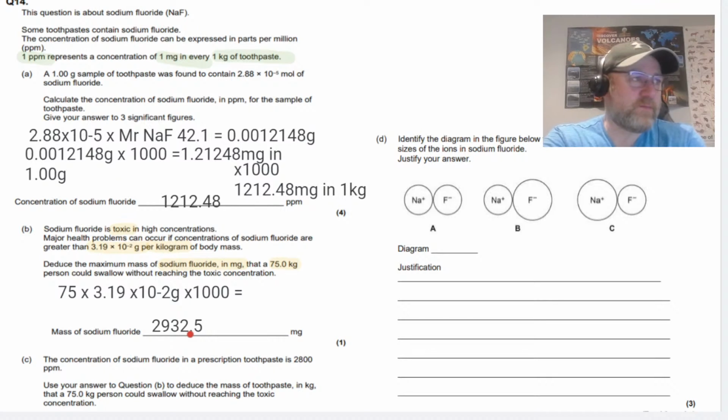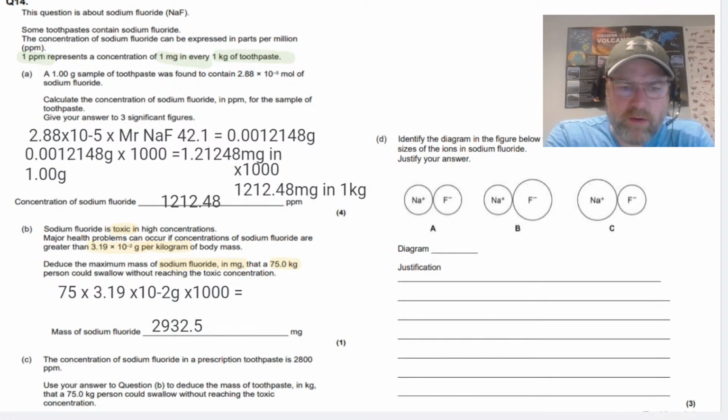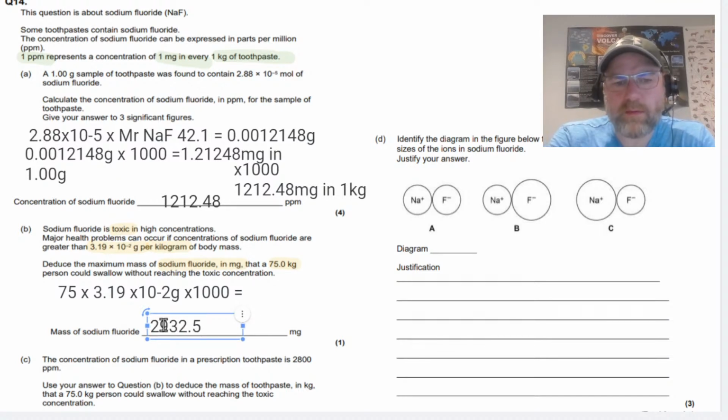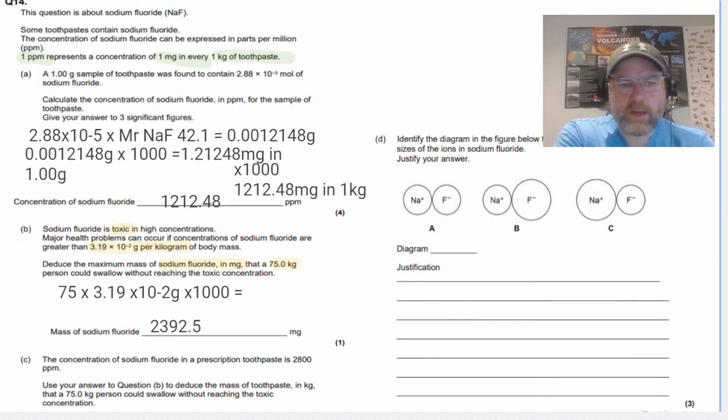The mass of sodium fluoride was... Oh, I wrote that in wrong. How did I get this number wrong in my calculator? Oh, come on, Tom. Sort it out, mate. It's late at night. That's what we meant, 2392. Okay.